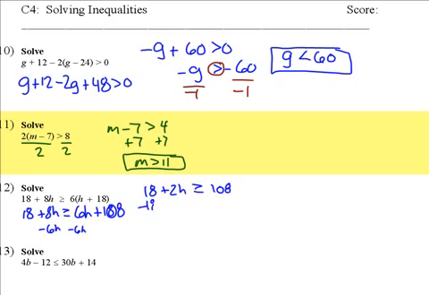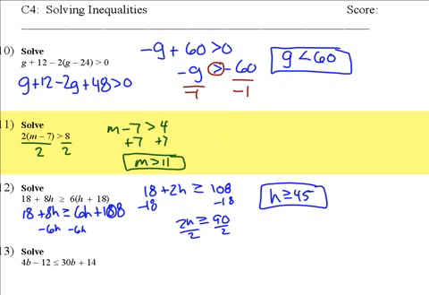So if I subtract 18, I get 2h is greater than or equal to 90. When I divide by 2, I find that h is greater than or equal to 45. And we're done with that one. And then number 13 here.